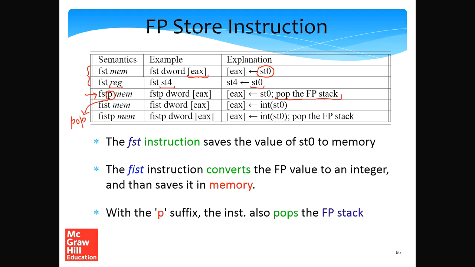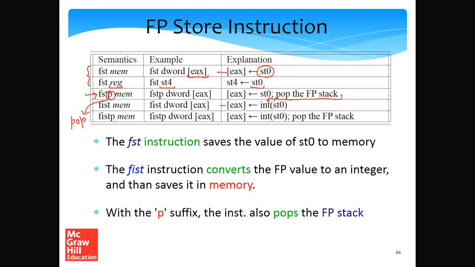FIST is an analog of FILD. Here also we specify a memory address and of course the size, how many bits need to be saved. Let's compare FST mem and FIST mem. It is this line over here and this line over here. What this instruction does is that it first converts the floating point number into an integer representation pretty much by truncating everything after the decimal point. After converting it to an integer, it saves it in memory.